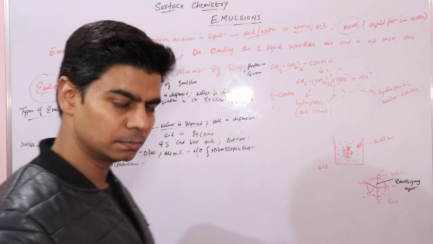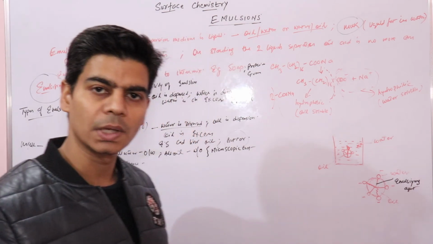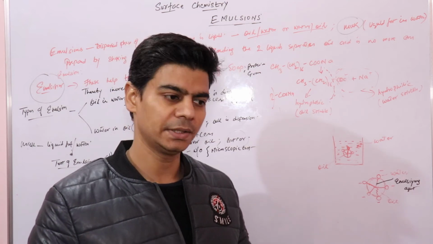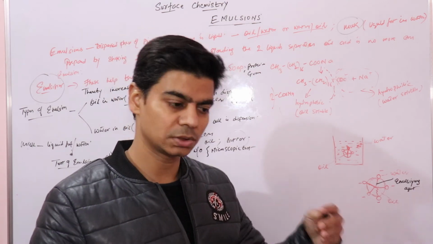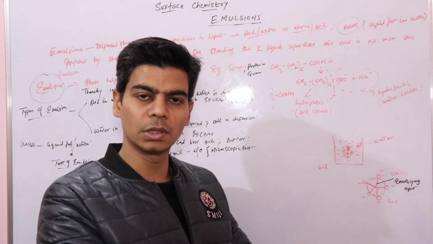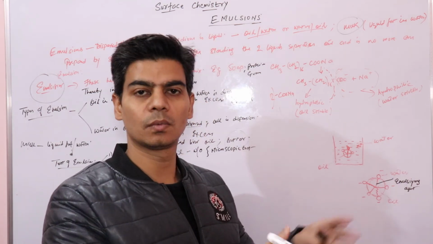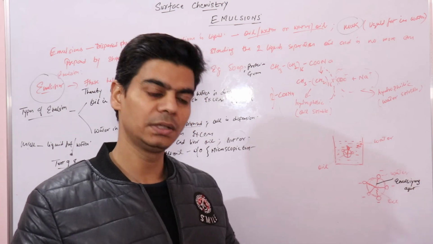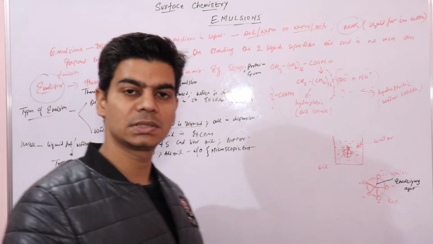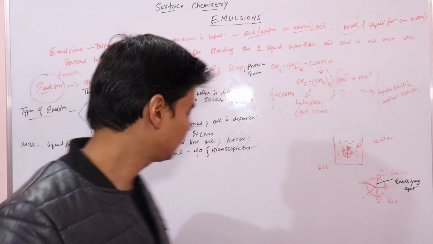The second test is your conductance test. How will you test? Add an electrolyte to the emulsion. If the conductivity increases, then it's an oil in water emulsion, because when electrolytes are added to water, the conductivity of water increases, right? We have already studied this under electrolysis.